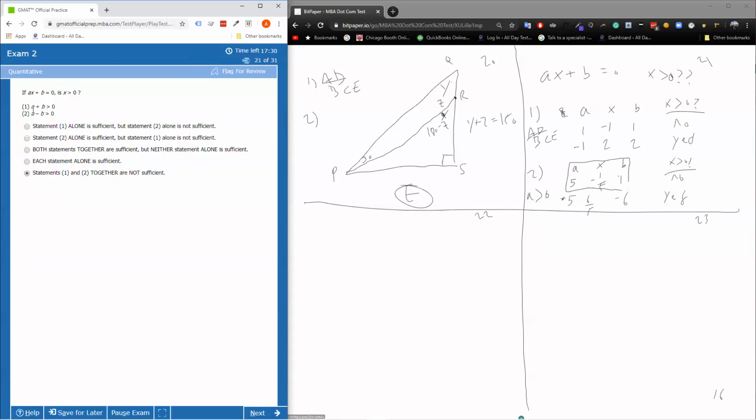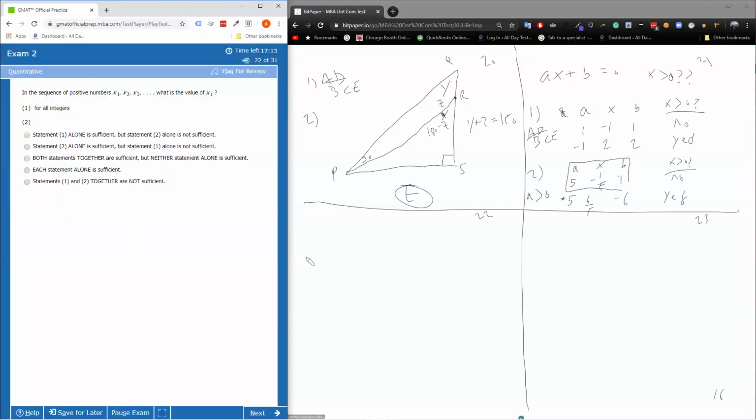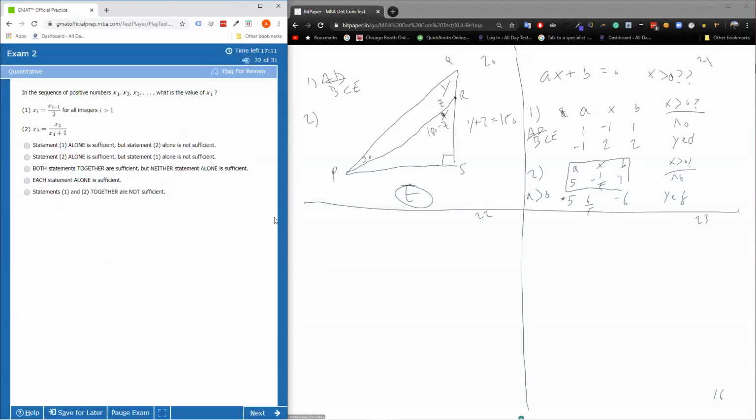So a is greater than 0. B could be negative as long as it's... No, I've fallen a bit behind on time.